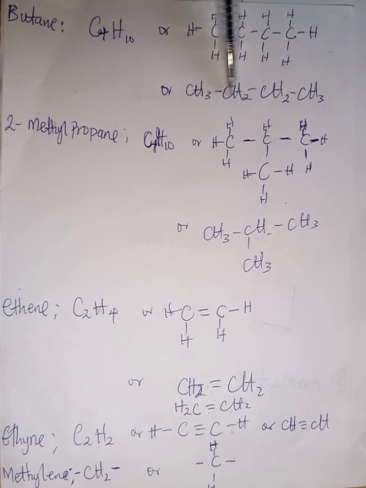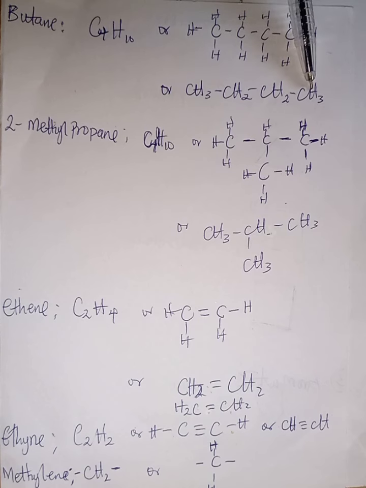So you can also write it this way. You can also write butane this way. You're also free to write it this way. You see C1, we have 3 hydrogen. Branch C2, we have 2 hydrogen. Branch C2, we have 2 hydrogen here. Then branch C3, we have 3 hydrogen. So you can see it.